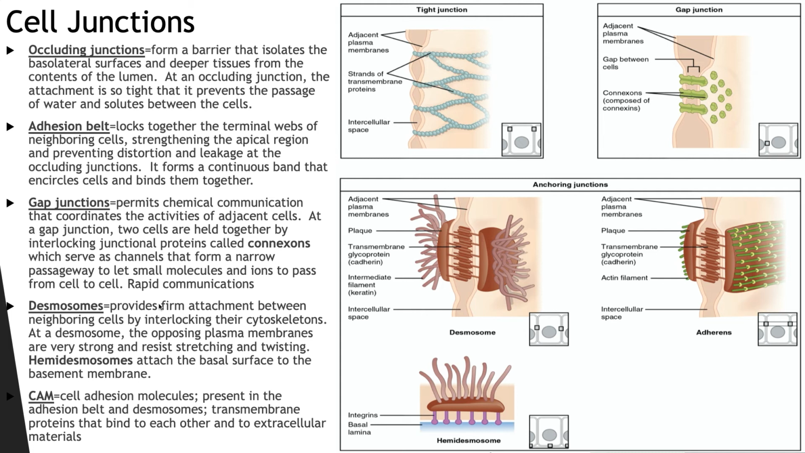A special type of desmosome called a hemidesmosome helps attach the cell to the basal surface of the basement membrane. I would encourage you to remember what the hemidesmosome is as well. And you have CAM, or cell adhesion molecules, which are essentially in the adhesion belt and the desmosomes and help to bind cells to the extracellular materials.